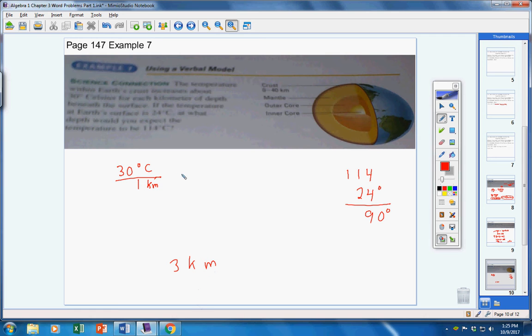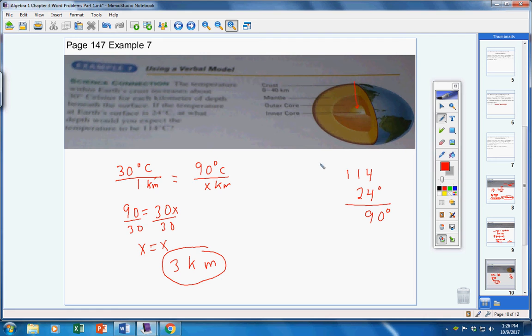Or you could go ahead and say, for every 30 degrees change, it's 1 kilometer. So every 90 degree change, it's x kilometers. Cross multiply. 1 times 90 is 90. 30 times x is 30x. Then divide both sides by 30, and you'll get 3. Okay? So, if there's been a change in temperature of 90 degrees, that means we went down 3 kilometers from the top of the Earth's crust down.